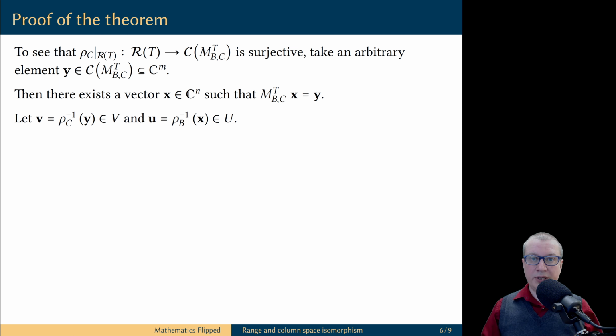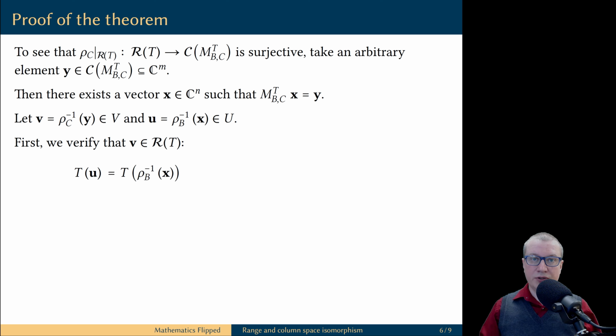Let v be the uncoordinatization of the vector y relative to the basis C, this is a vector in V, and let u be the uncoordinatization of the vector x relative to the basis B, this is a vector in the vector space U. I claim that the vector v is a member of the range of T. For this, let's compute what T does to the vector u.